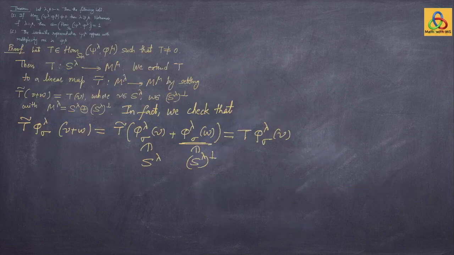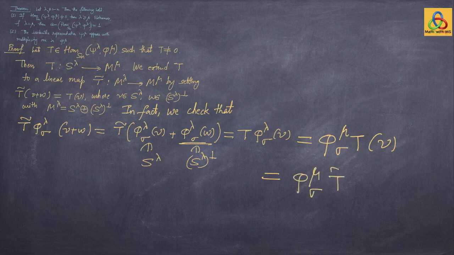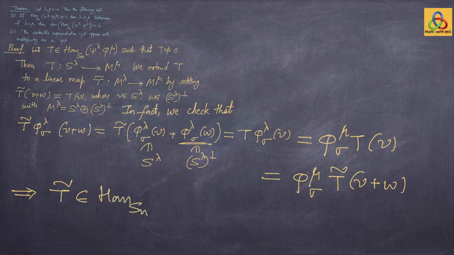But T is a morphism from the representation psi lambda to phi mu. Notice here that psi lambda is simply phi lambda restricted to S lambda. So therefore, this is just the same as phi mu of sigma of T acting on V. But that is the same as phi mu sigma of T tilde of V plus W. Which implies that this extended map T tilde belongs to Hom Sn of phi lambda, phi mu.